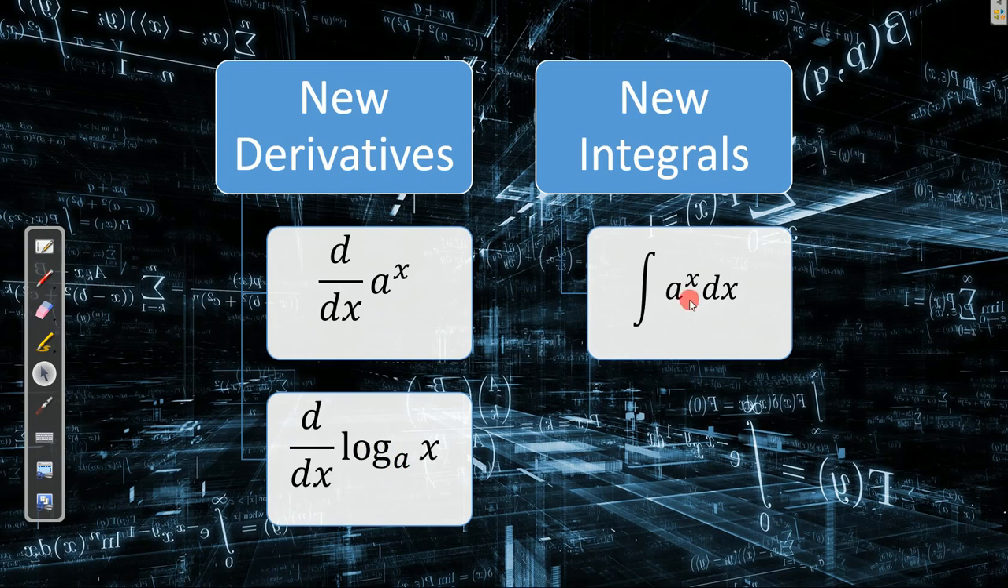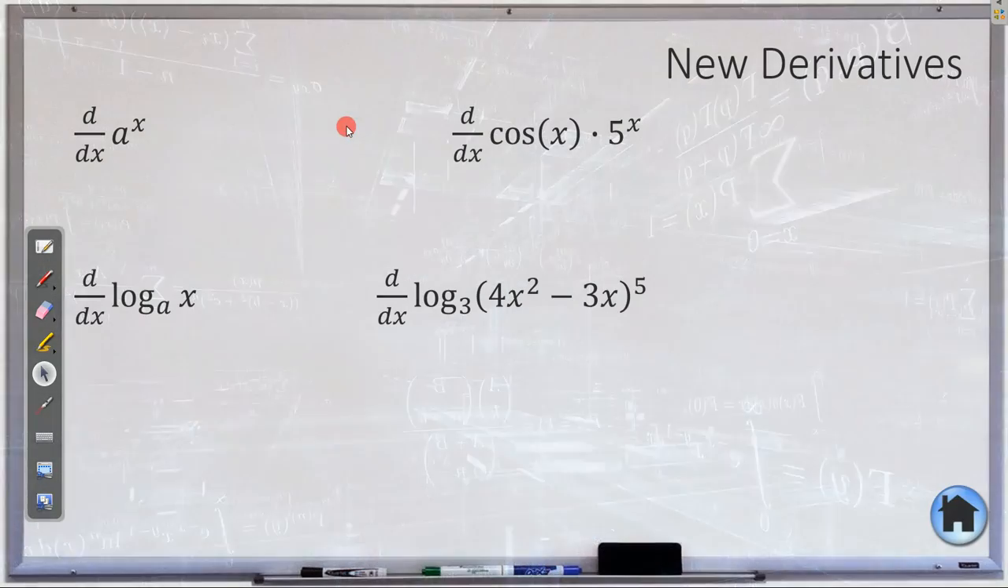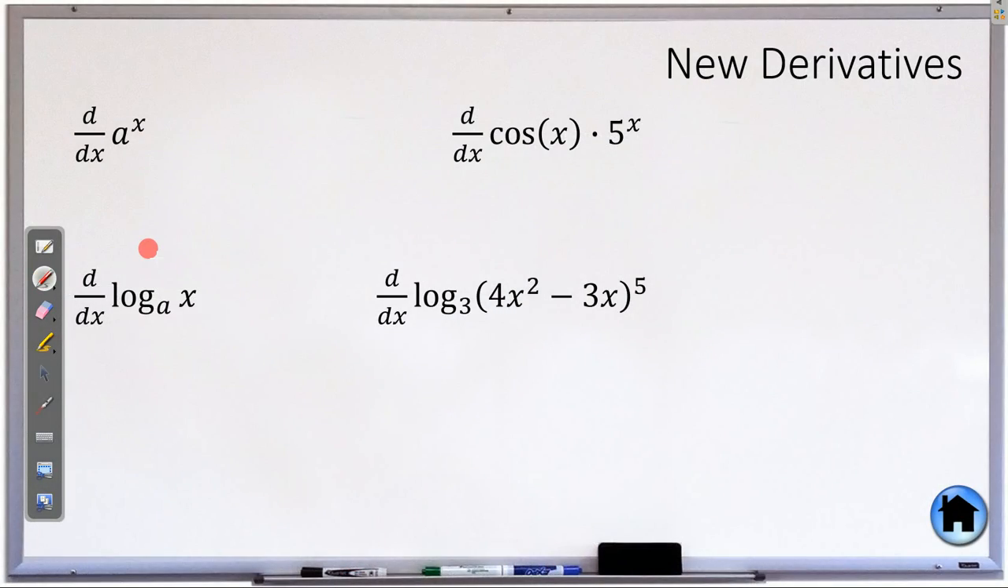And our new antiderivative, we know the antiderivative of e to the x, but what if it's not an e? So any number a to the x is what we're going to take a look at. So let's do our derivatives first and see what they are. So first, what is the derivative of a to the x?